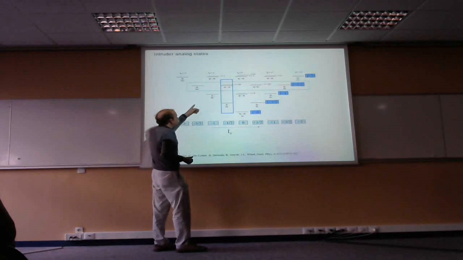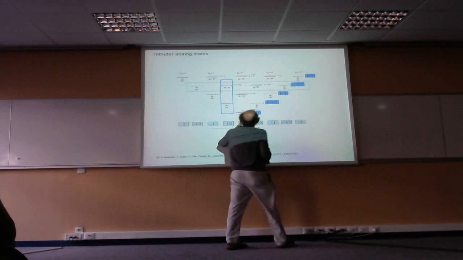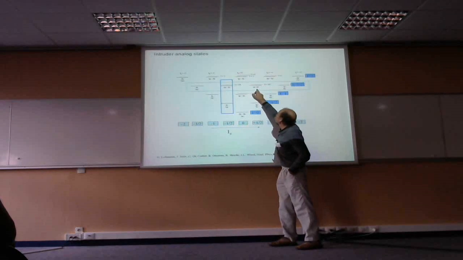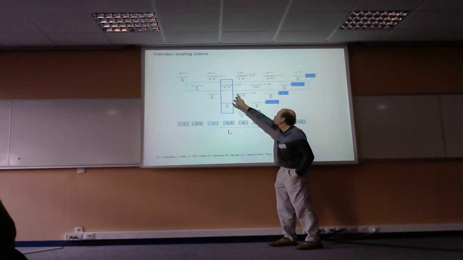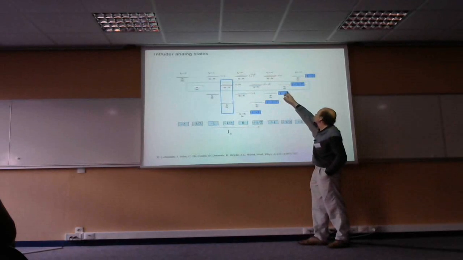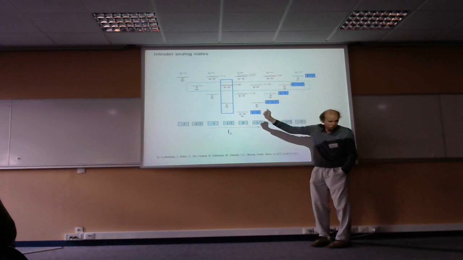I can go over the shell, tin, and I can look at the intruder states in tellurium. So those are the analog states of the intruder states in cadmium, and I can go up to the 6 particle states in barium, which are analog states of the intruder states in cadmium.